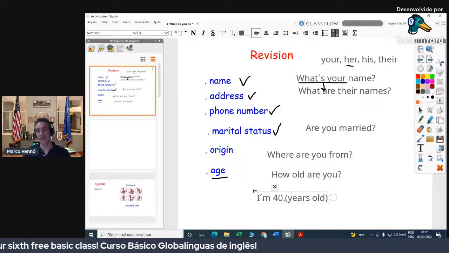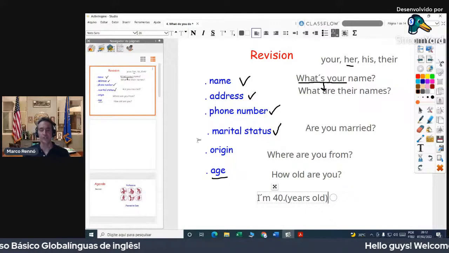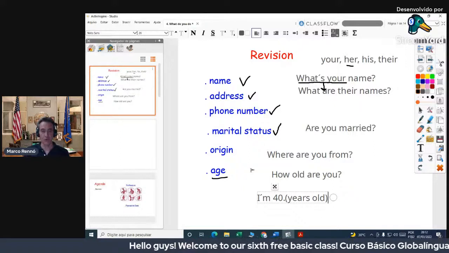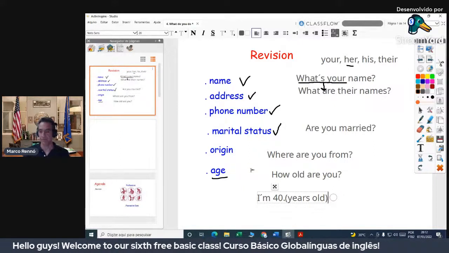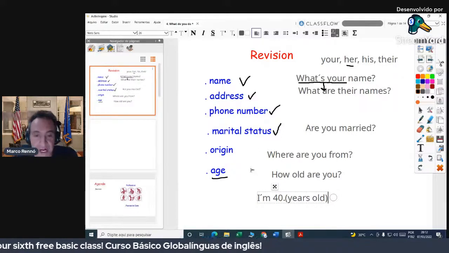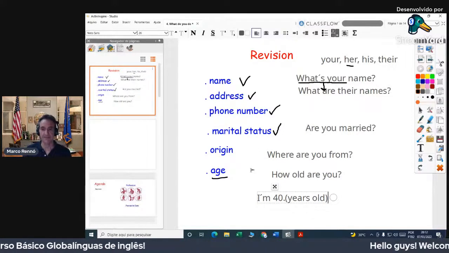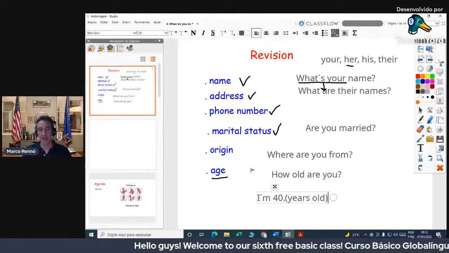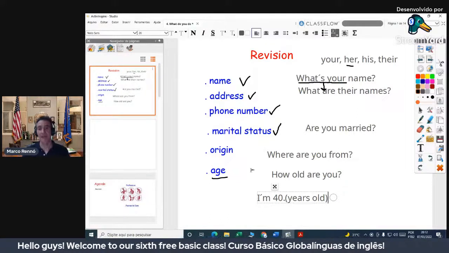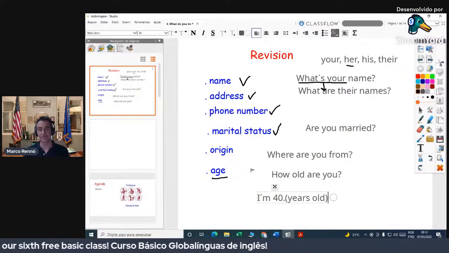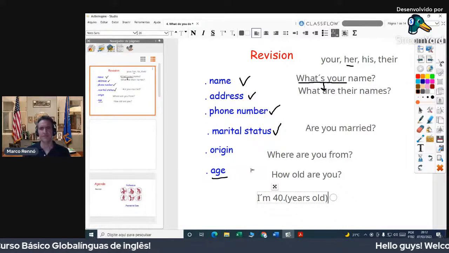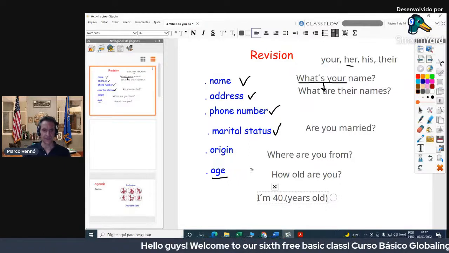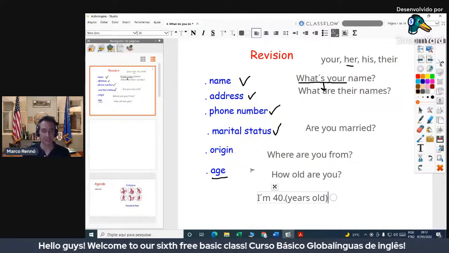Okay, quick revision. And we can introduce ourselves, right? We can talk about this information when you meet a person for the first time, or in a presentation, or when you are participating in a lecture. So you can say, for example, my name is Marco. I am a widower. I am from São Paulo. I'm 40 years old. And address and phone numbers, we don't say when we introduce ourselves, like in a lecture, or in a speech, when we make a speech, right?